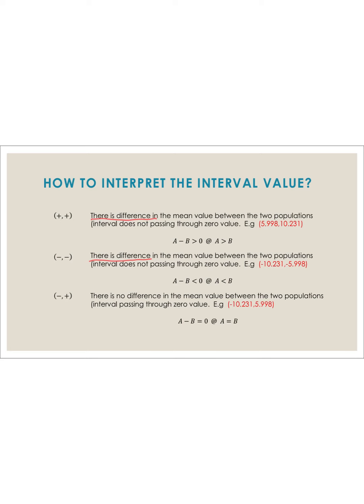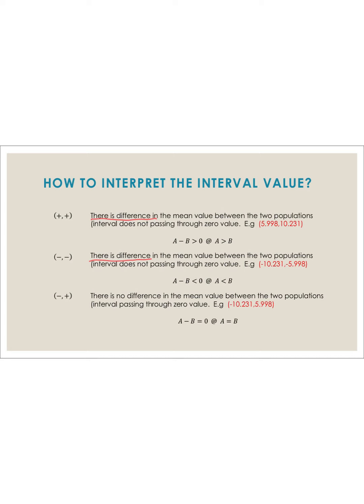Okay, senang je nak ingat. Kalau tak nampak, buat garis nombor. Dia lalu kosong ke tak? Kalau dia lalu kosong, maksudnya no difference lah between A and B. Kalau dia tak lalu kosong, maksudnya dia ada difference. Tak lalu kosong sama ada dia plus plus or negatif negatif. Awak punya value confidence interval tu lah.